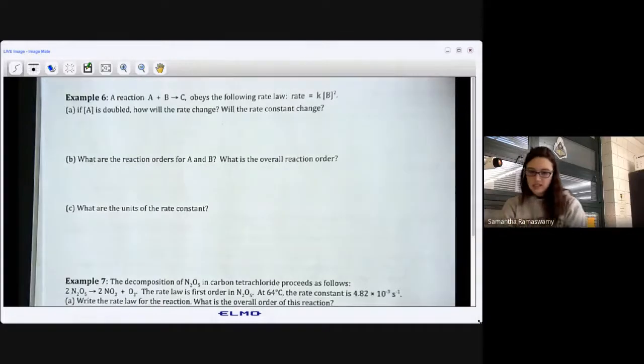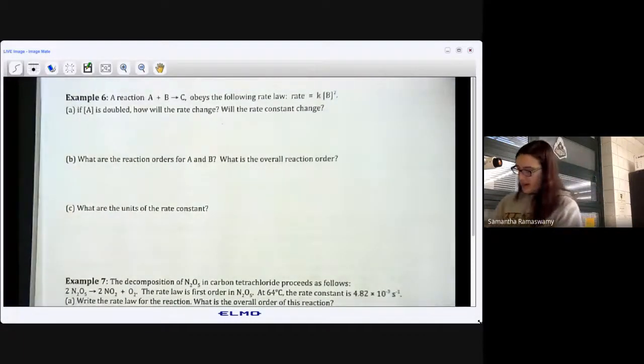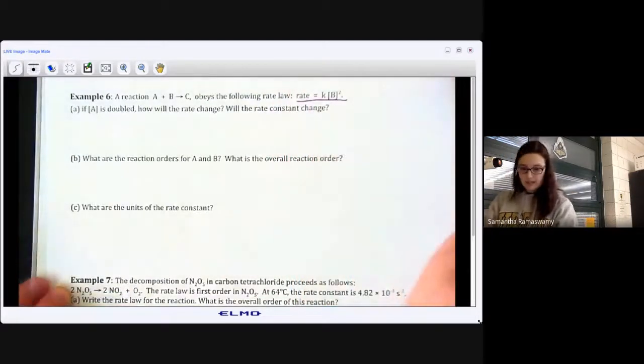So for this example, this is a reaction. A plus B yields C, obeys the following rate law. Notice how, again, they gave us the rate law.